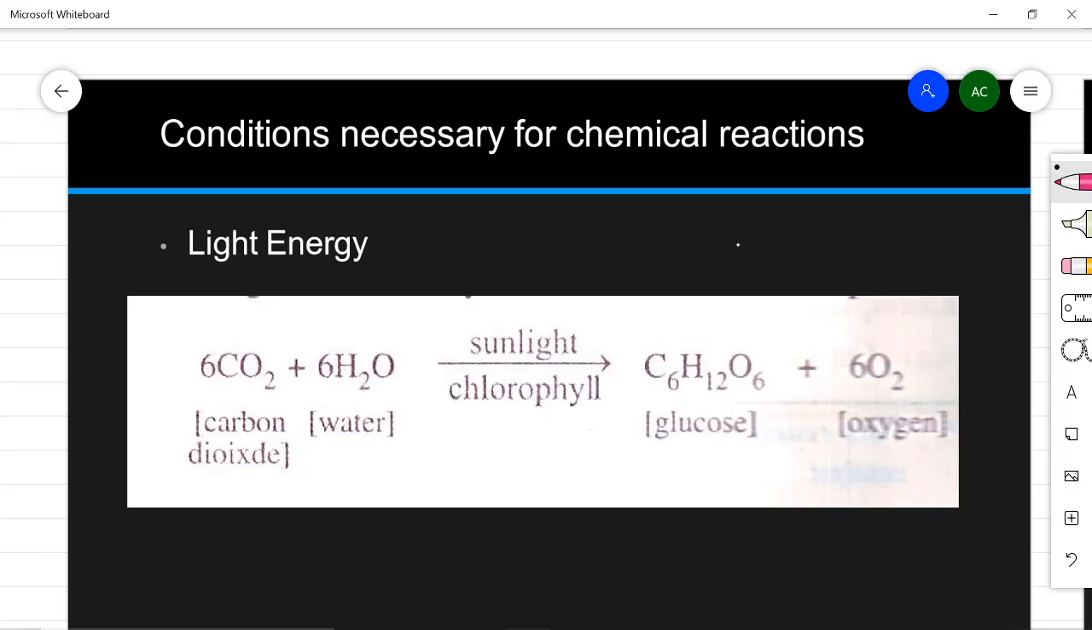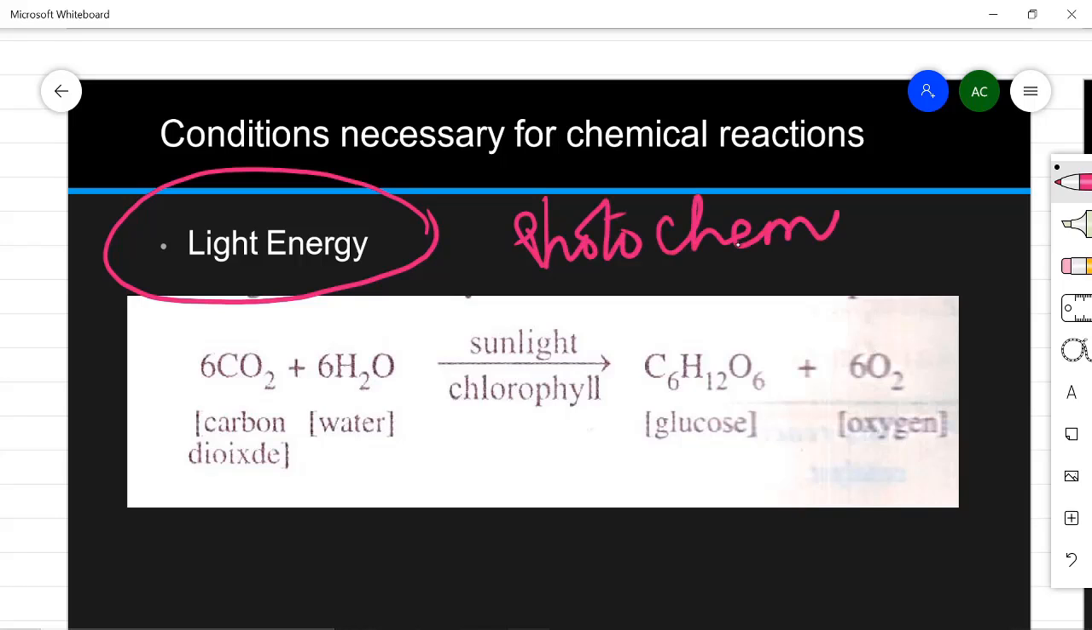Next is light energy. This is the third category. First was close contact, then heat energy, now light energy. You have to remember that light energy is needed for certain reactions, and those reactions are called photochemical reactions. Why photochemical? Because photo means light. So the reactions which happen in the presence of light are photochemical reactions.